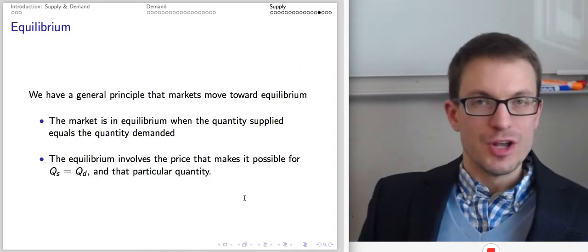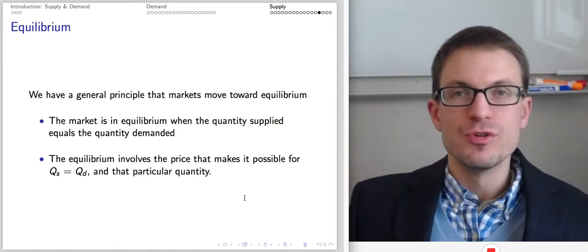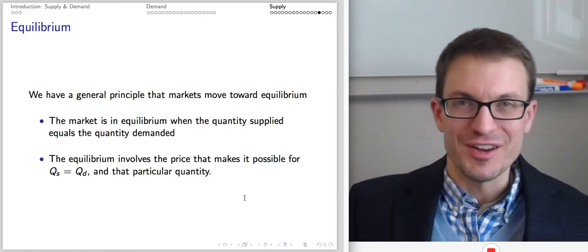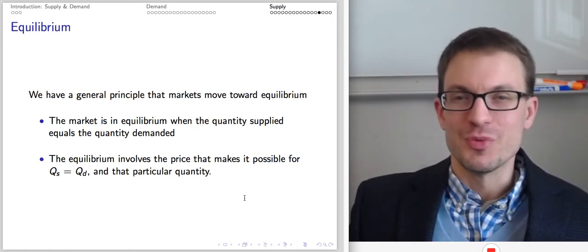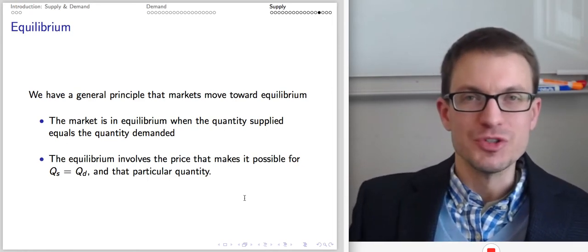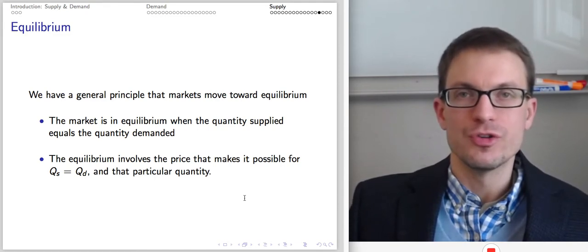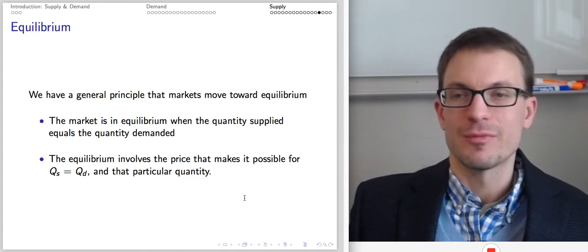Okay, so we had a general principle that markets like to move towards equilibrium. So what does equilibrium mean? Well, we have a very specific definition. This is where the quantity supplied exactly equals the quantity demanded. And we represent this graphically as the point where the two curves cross. So where the supply curve and demand curve meet, that is our market equilibrium.